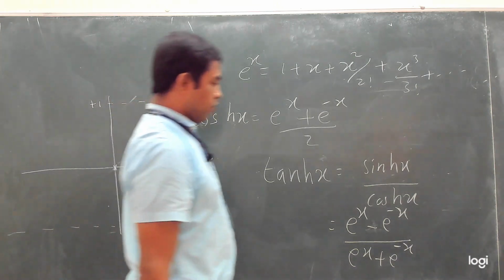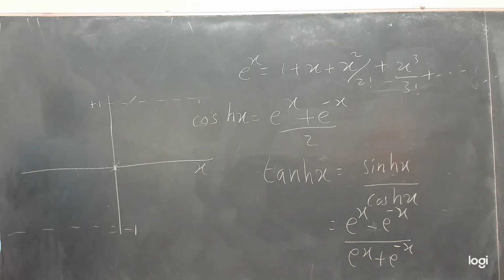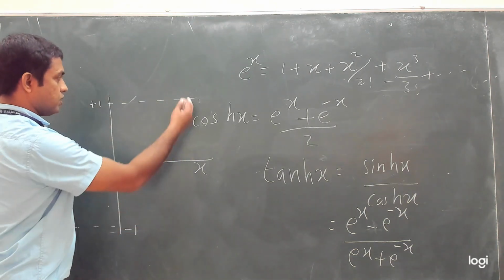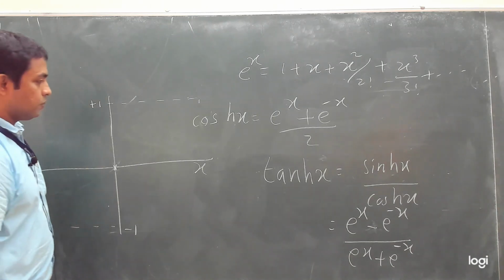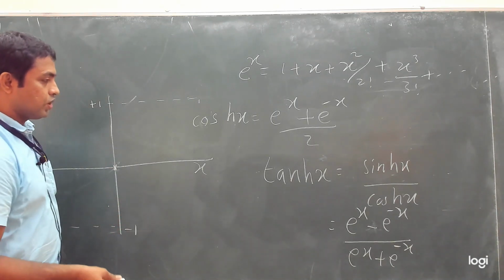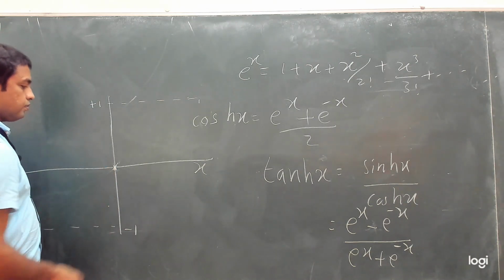Okay, because some of you may not have understood how that has come. Whatever they said is correct. At x is equal to plus infinity it is 1, minus infinity is minus 1, and at x is equal to 0 it is 0. And what is the slope at x is equal to 0? 1.